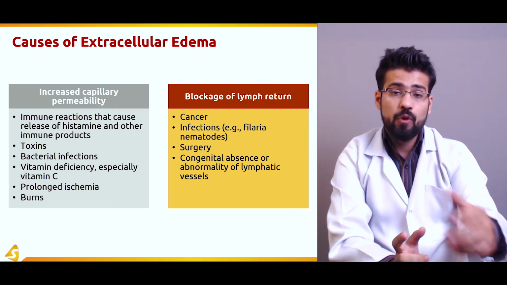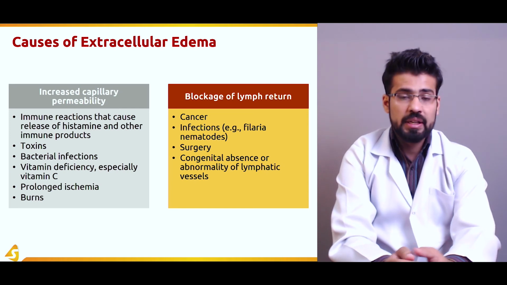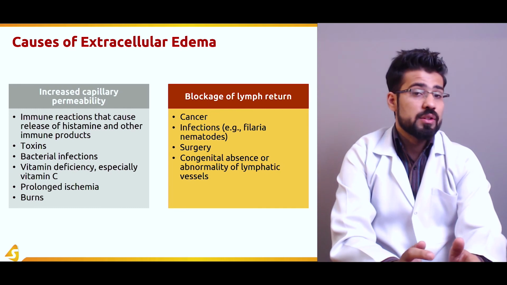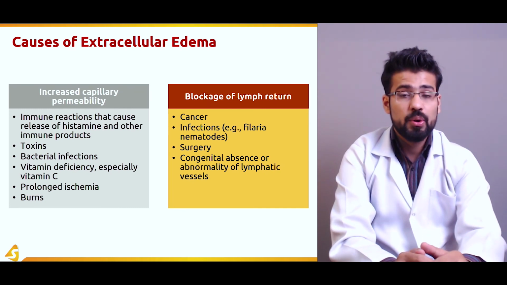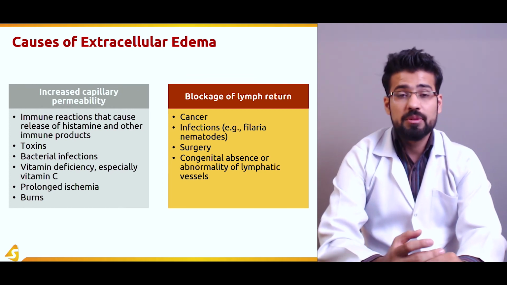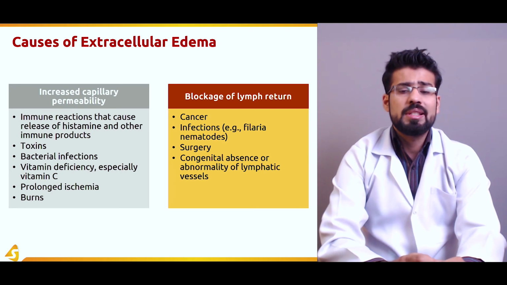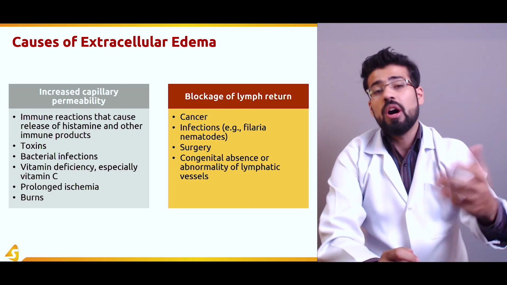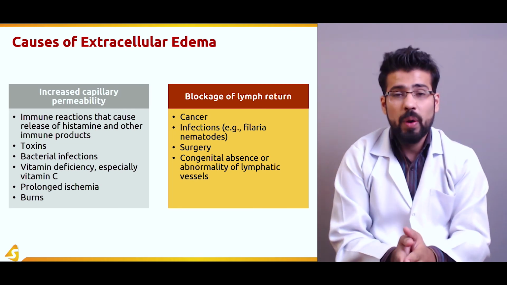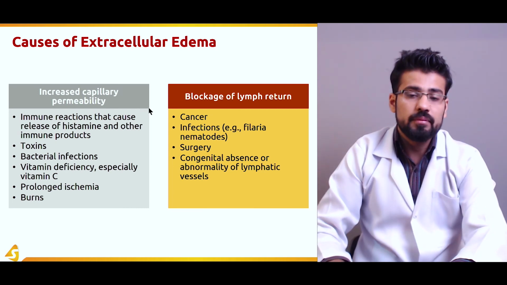The fourth one, which I mentioned in the previous slide, is the blockage of the lymphatic system, where the lymph won't be able to return back into the blood plasma. This occurs in the case of cancer, where ascites is the condition which occurs, and in infections by filaria nematodes. This can also occur through surgery, if the surgery has not been performed well. This also includes congenital absence or abnormality in the lymphatic vessels, which will prevent the flow back towards the plasma from the lymphatic ducts.